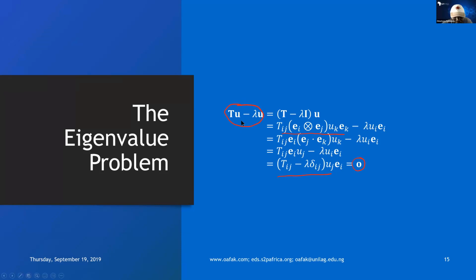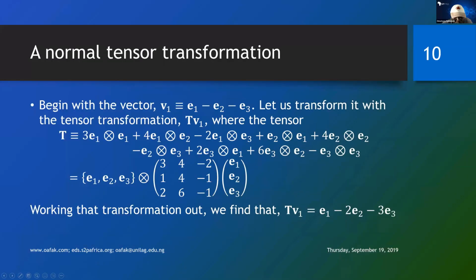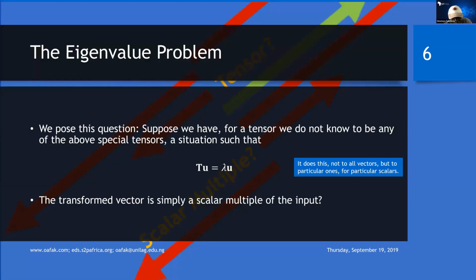Look at this equation. The question we ask is this: suppose we have a tensor that we do not know to be in any particular situation, and we have TU equal to lambda U. So what I'm saying is that I am not dealing with a trivial vector. I'm not saying it is zero, because in my presupposition, I'm assuming that it can be any vector. So we cannot say it's therefore zero. It can be anything. It can be zero; if it's zero, that's a trivial case, but it can be other things.